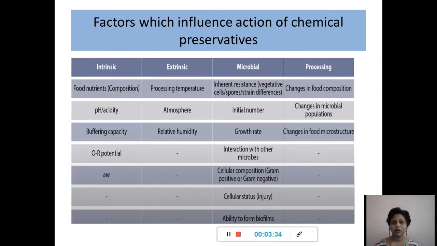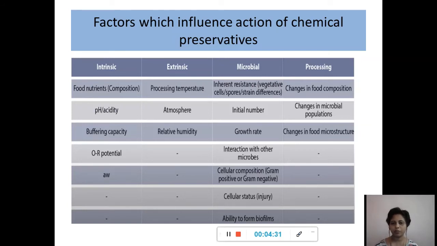You should always remember that, as we mentioned earlier, food spoilage depends upon extrinsic and intrinsic factors, as well as the microbial factors which contribute to the spoilage. The chemical preservation would also depend upon the intrinsic factors of the food as well as the extrinsic factors, the microbial levels as well as the processing factors. The intrinsic factors include the food nutrients, the food composition, the pH or acidity, the buffering capacity of the food, the oxidation reduction potential as well as its water activity. And the extrinsic factors which influence the action of the chemical preservative include the processing temperature, the atmosphere, and the relative humidity.